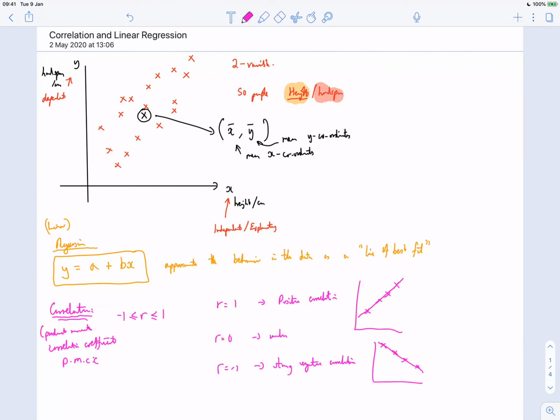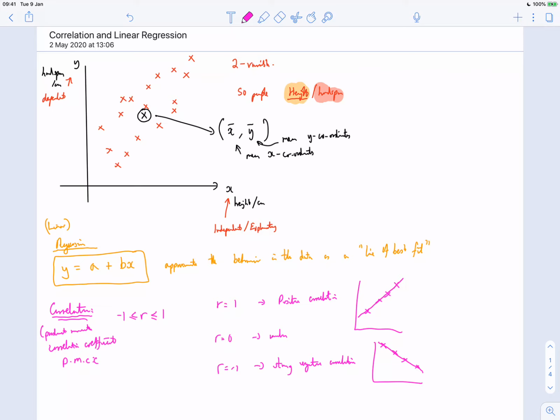So really, these are two powerful bits of statistics that we want to try and get down, i.e. is the data showing some kind of correlation, whether it's positive or negative? And if that's strong enough, is it a good idea to approximate this data using what we're going to call linear regression or least squares regression?